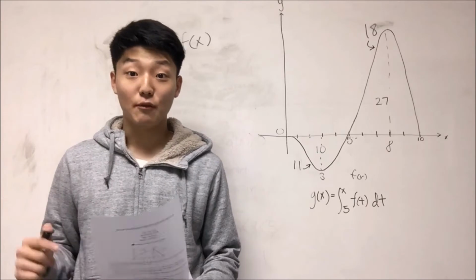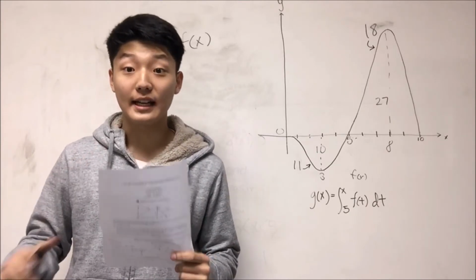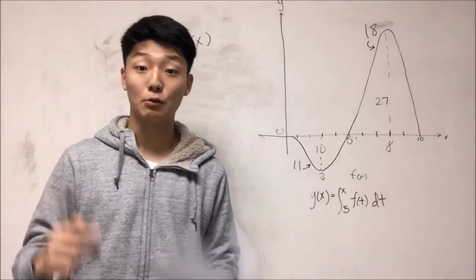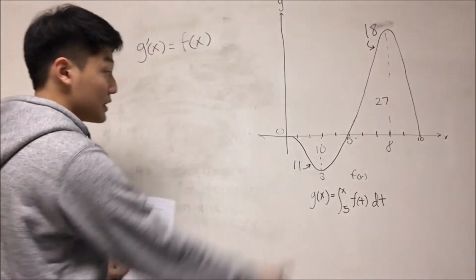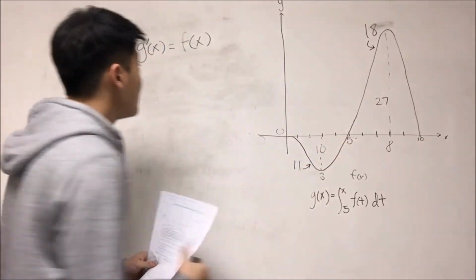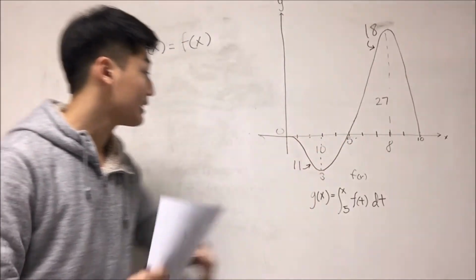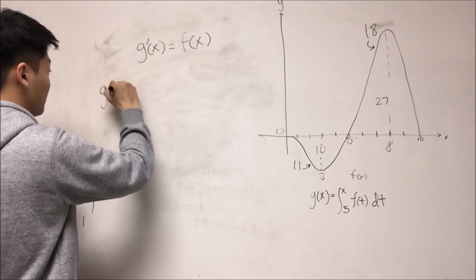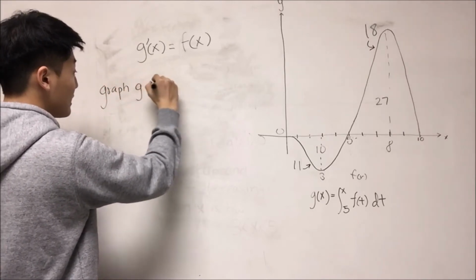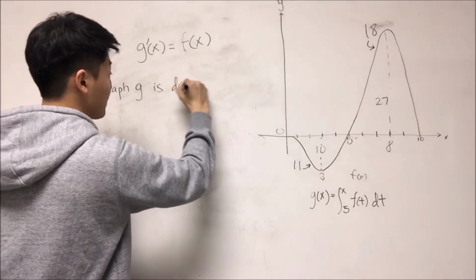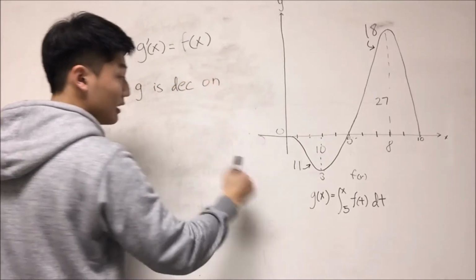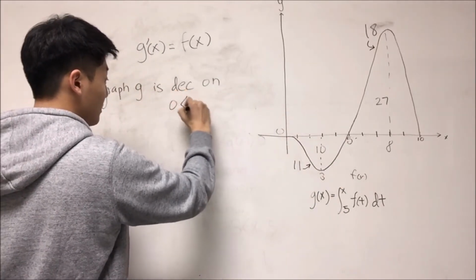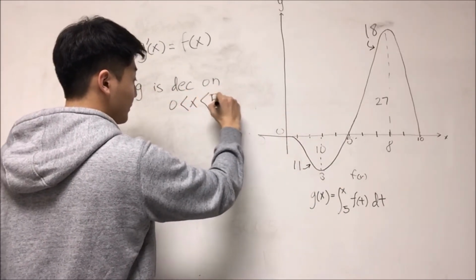When a normal function is decreasing, that means its prime function is below the x-axis because it's less than 0. So we can write, because between the intervals 0 and 5, g prime of x is below the x-axis, we can say the graph of g is decreasing on, like I said, because it's below the x-axis, between 0 and 5.